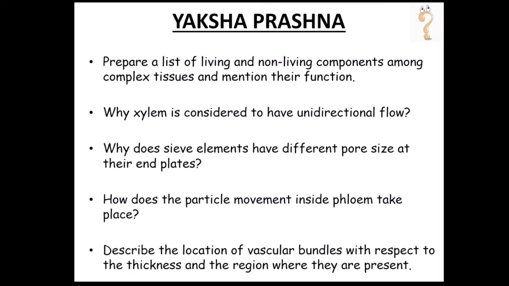Let us now discuss a few questions based on today's discussion of complex permanent tissues. The first question asks about preparing a list of different living and non-living components of these tissues along with their function. The second question asks about the reason of xylem being unidirectional in flow.